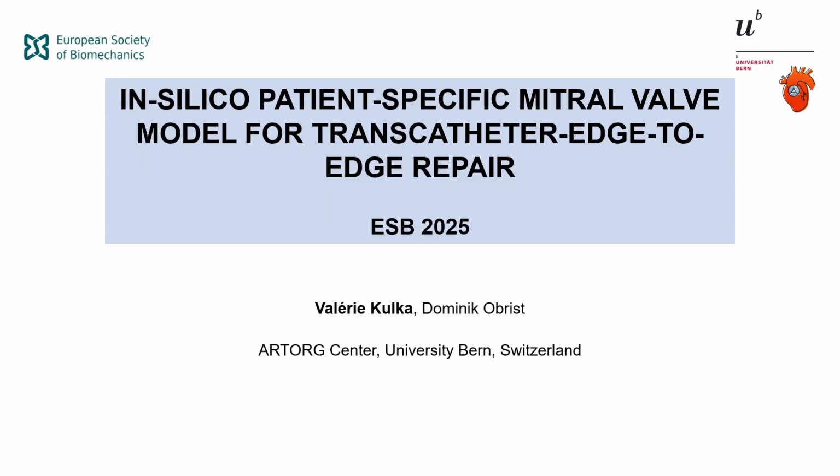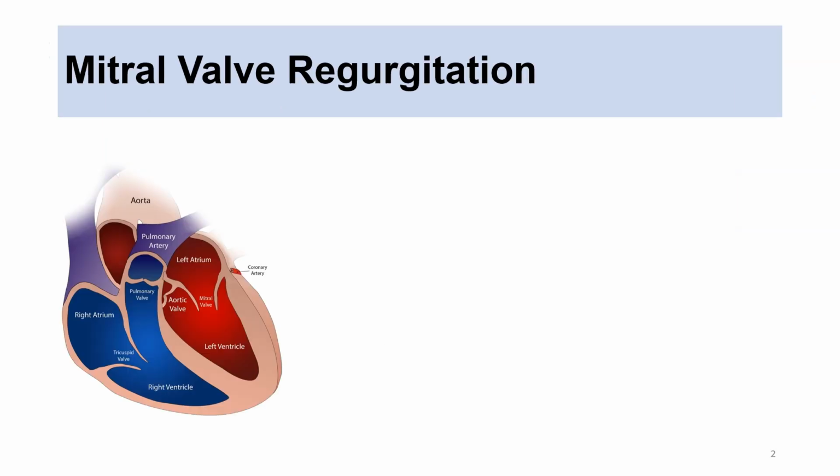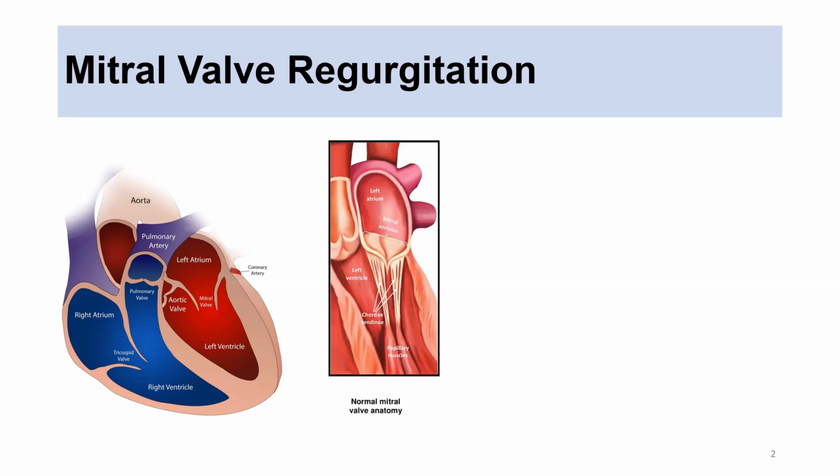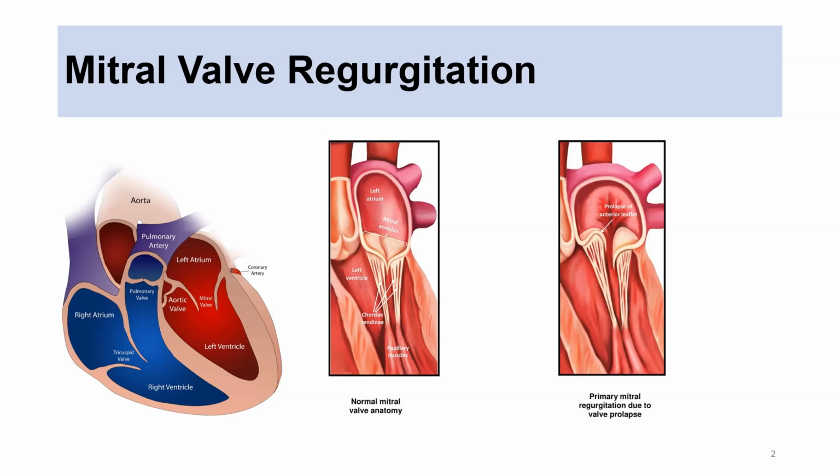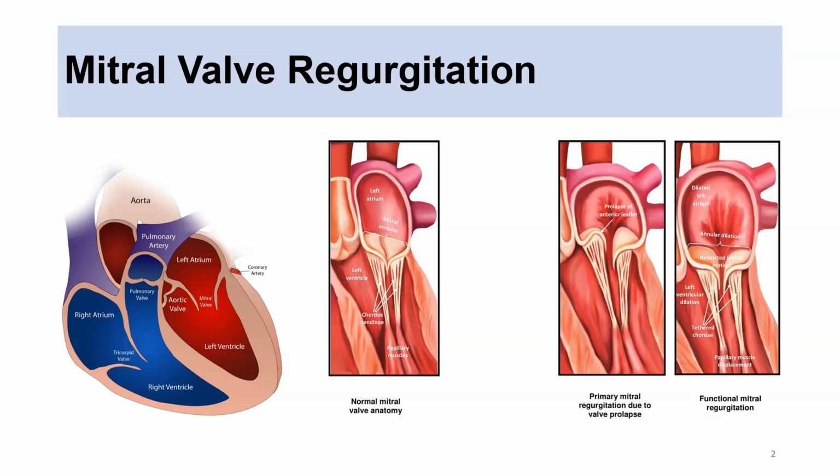Welcome to my short overview of in-silico patient-specific mitral valve model for transcatheter edge-to-edge repair. On the left side of the heart, between the left atrium and the left ventricle, we have the mitral valve. During systole, with ejection of the blood through the aortic valve, the mitral valve needs to be tightly closed to avoid backflow in the left atrium. However, it can happen that the mitral valve is not closing properly, allowing a jet back into the left atrium. This is called mitral regurgitation and is the second most common valve disease after aortic stenosis.